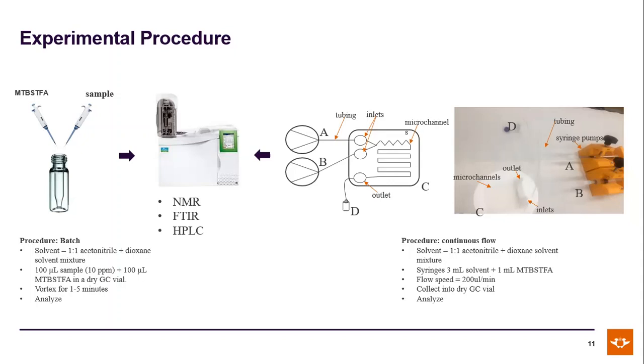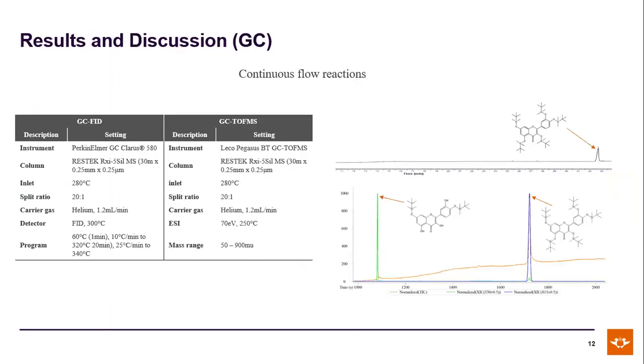The product is then collected into the GC vial via the outlet, and together with the sample from the batch reaction, they were analyzed using GC, NMR, FTIR, and HPLC. For GC, both FID and MS were used. The conditions are shown on the table here.